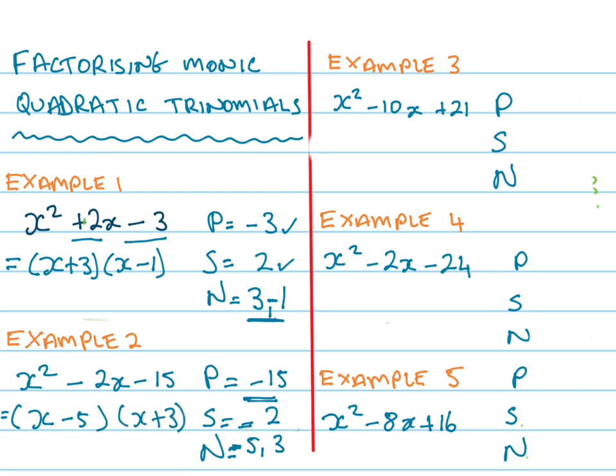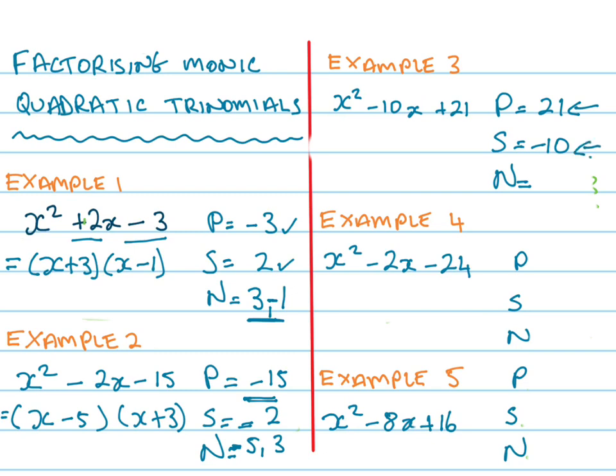I'm going to speed it up a bit, so you pause at any time you need to. All right, product 21, sum negative 10. Here, my product is positive, it's positive 21. My sum is negative. I conclude from this that both of my numbers must be negative, because a negative times a negative will give me a positive product, and a negative plus a negative will give me a negative sum.